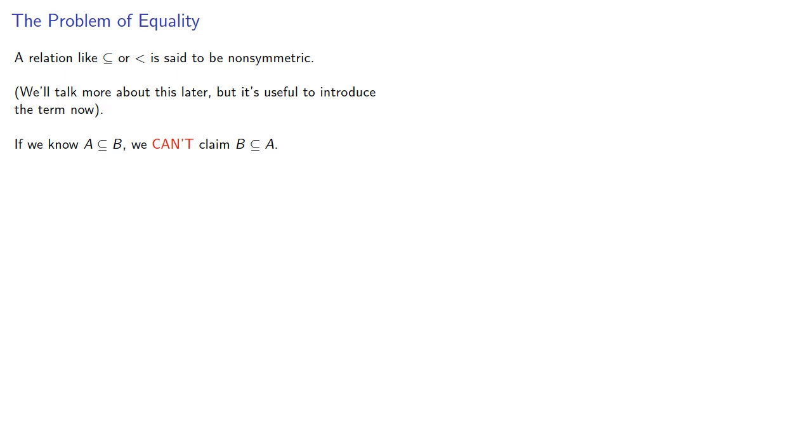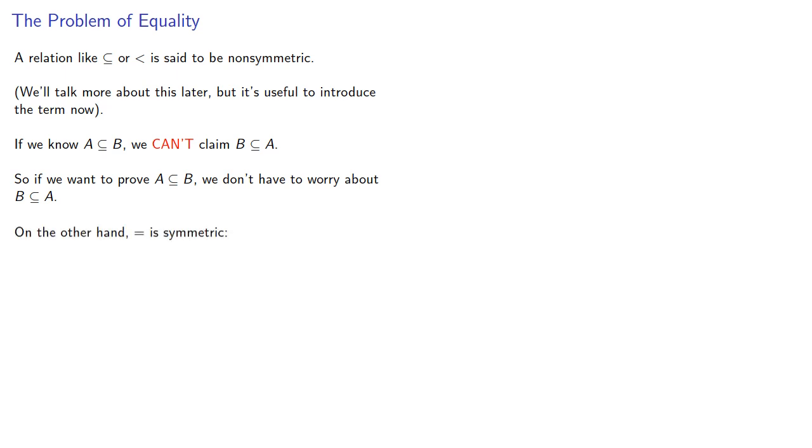A relation like subset or less than is said to be non-symmetric. We'll talk more about this later, but it's useful to introduce the term now. If we know that A is a subset of B, we can't claim that B is also a subset of A. So if we want to prove A is a subset of B, we don't have to worry about B subset of A. On the other hand, equals is symmetric. If A equals B, then B equals A. And this means we must prove both directions.